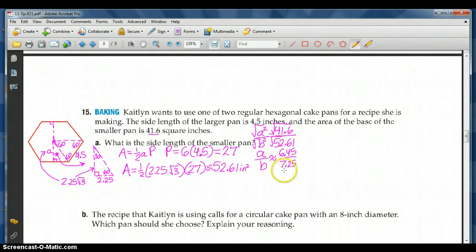We can use this scale factor to find a length of the smaller one or to find a length of the larger one, depending on the known value. Since we have a side length of the larger pan, which is 4.5 inches, we can use that to find a corresponding length of the smaller pan. We just need to make sure to put it in the right order here.